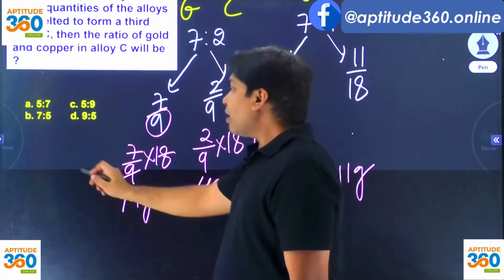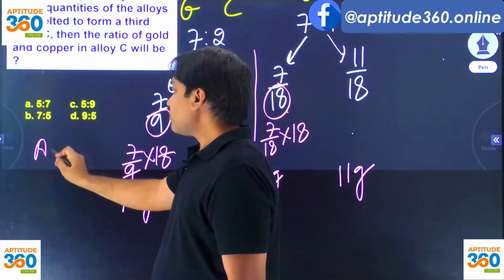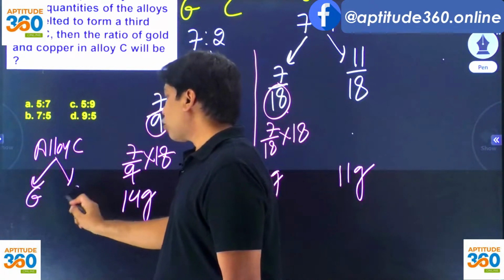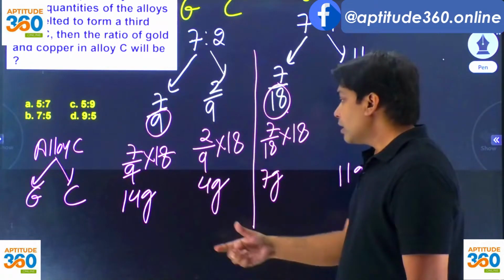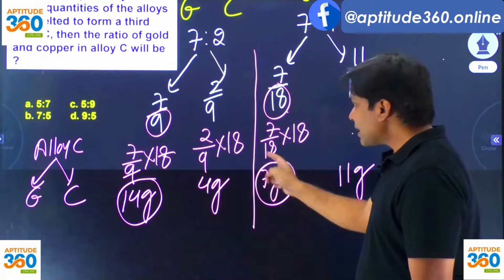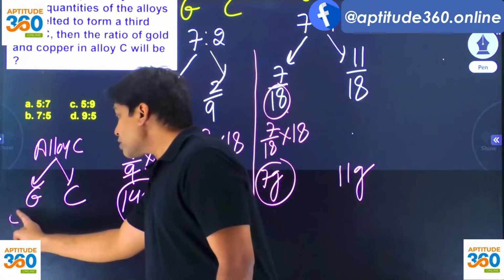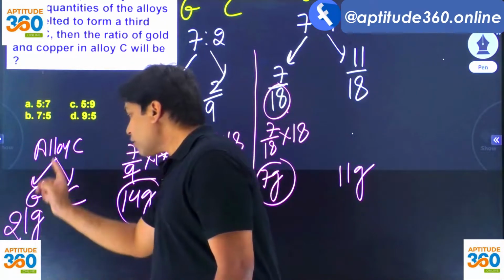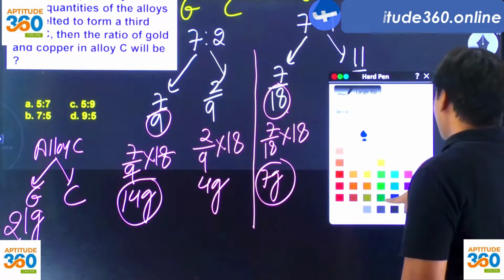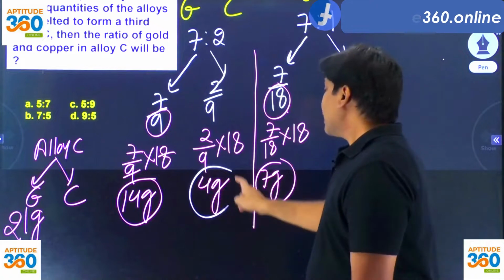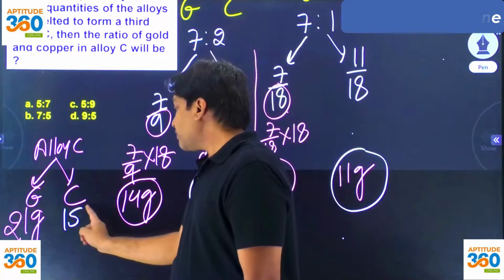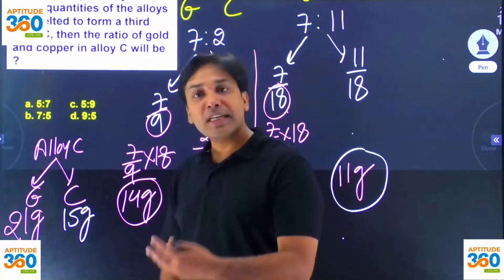And then you have formed alloy C. In alloy C obviously you will be having gold and copper. Gold 14 gram would come from alloy A and 7 gram would come from alloy B. So how much is gold in this alloy? 21 gram. And how much is going to be the copper? Copper is 4 from alloy A and 11 gram from alloy B. So 4 plus 11, this is 15 gram.